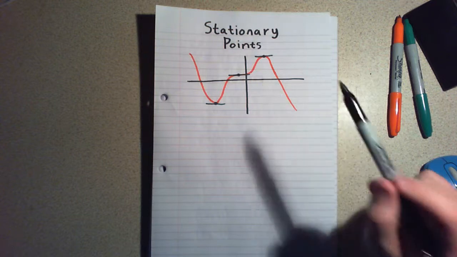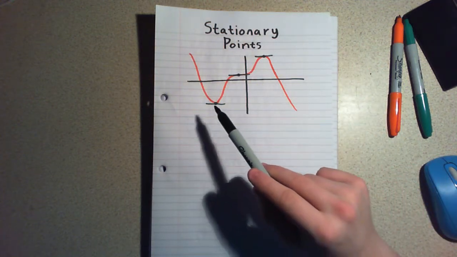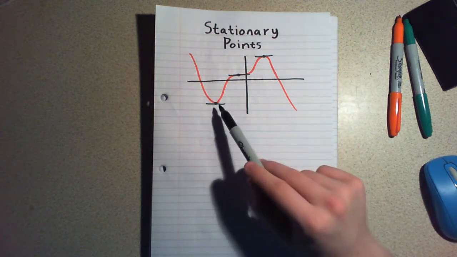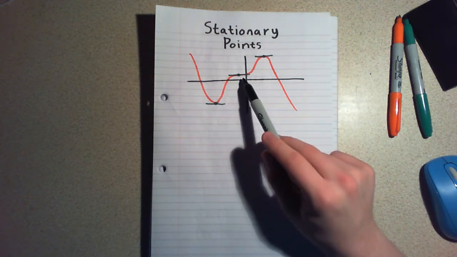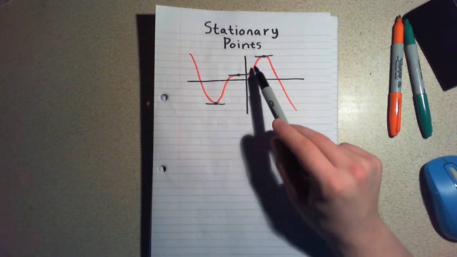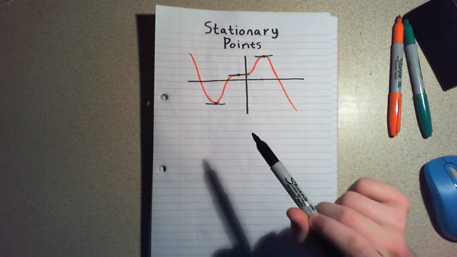I've just drawn a line here on a graph and I've marked 3 points on here. This one here being a local minima, see the gradient here is 0, a point of inflection, again where the gradient is 0, and a local maxima where the gradient is 0.